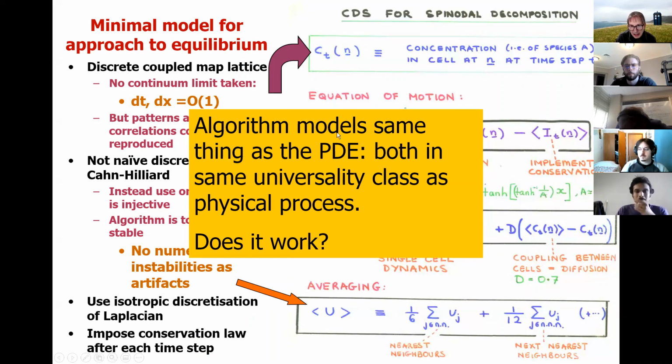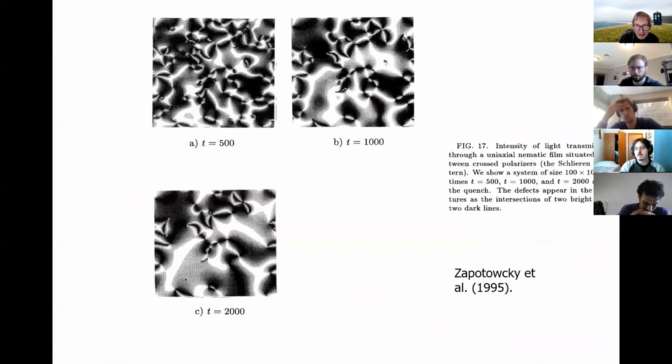So basically the summary point I want you to learn from this, without going into detail, is that if you make a numerical algorithm that models the same thing as a differential equation, both should be in the universality class of the physical process, and so you would expect that it would give you the same results. So this is a completely alternative picture to the way that numerical analysis is usually done. So let me give you an example here.